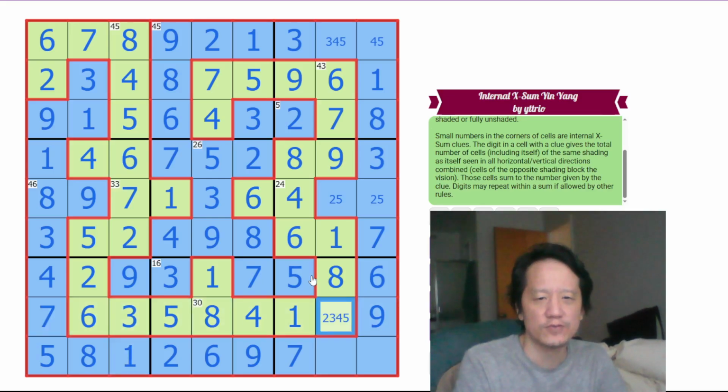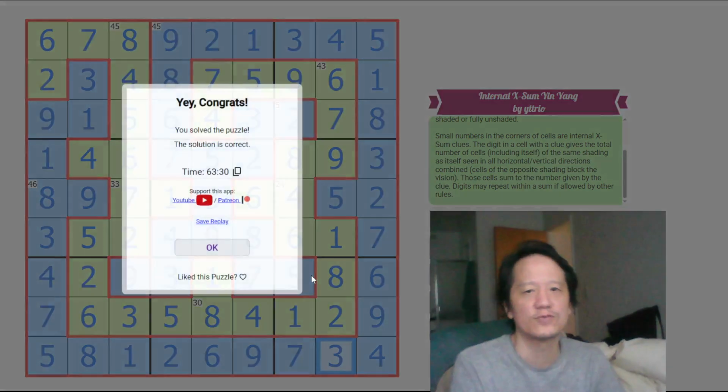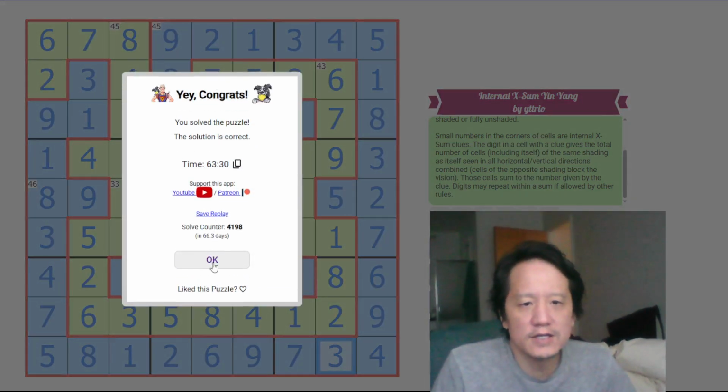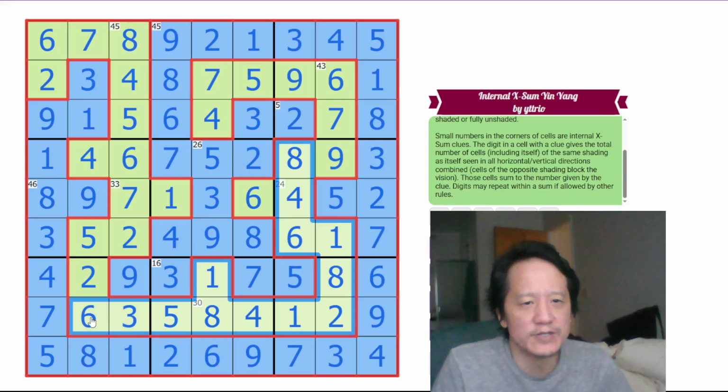This can't be 3, 4, 5, so this is 2, which makes this 5, which makes that 2. This can't be 3 or 5, so this is 4, which makes that 5. That leaves this as a 4 and this as a 3. And that's the solution. Yeah, I was a little slow here, I must say.